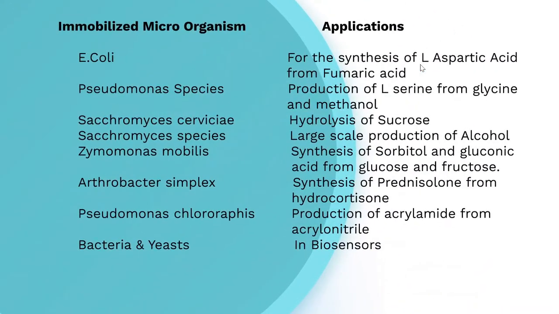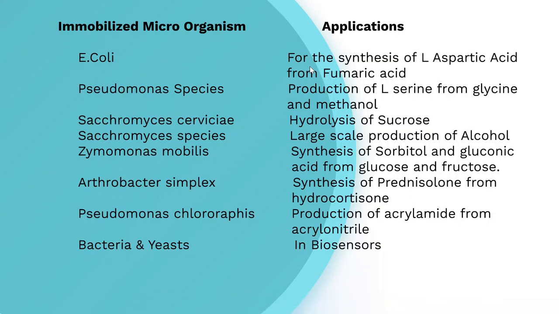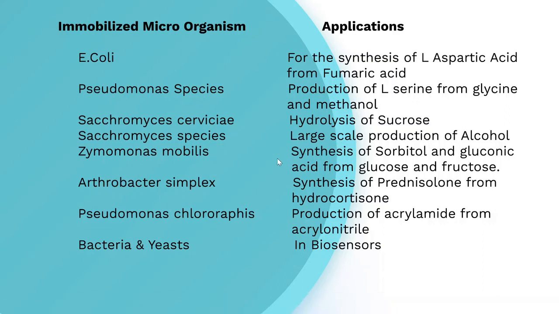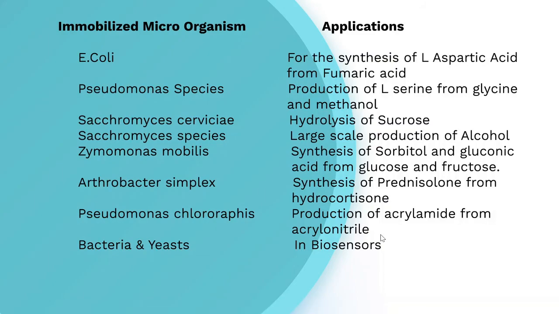So coming to the industrial applications, I have mentioned here what is a microorganism that has been immobilized and what is its application. So, E. coli, when it is an immobilized one, then it is used for the synthesis of L-aspartic acid from fumaric acid. And Pseudomonas species, they are used in the production of L-serine from glycine and methanol. And Saccharomyces cerevisiae and other Saccharomyces species are used in hydrolysis of sucrose and large-scale production of alcohol respectively. Like that, different microorganisms and the process they are involved in have been given here.